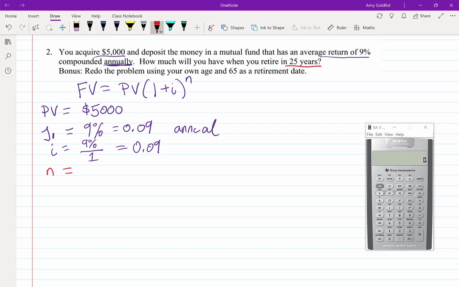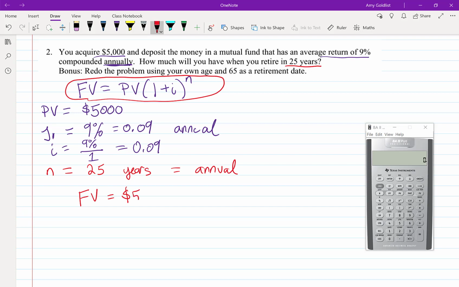n is going to be 25 years. Here, n is counting years because it's the same as annual. Those things go together. If it was monthly, we would talk about months. So our future value, actually, let's write this at the bottom. We end up with future value equals 5,000 times (1 plus 9%, which is 1.09) to the power of 25.